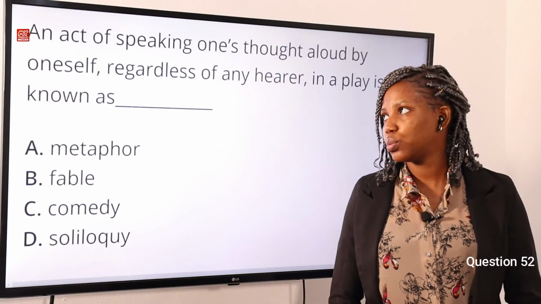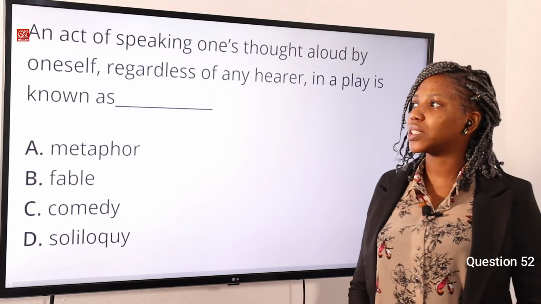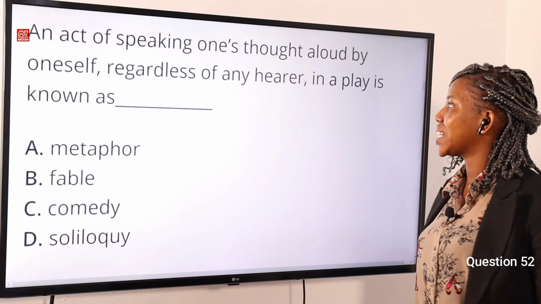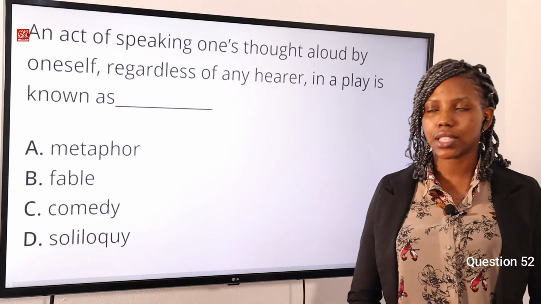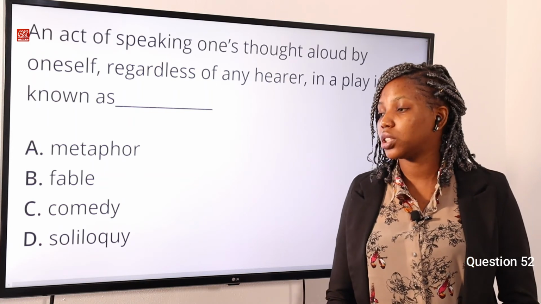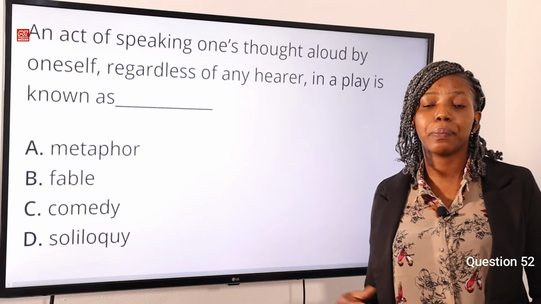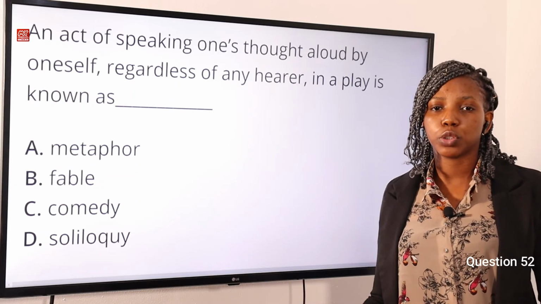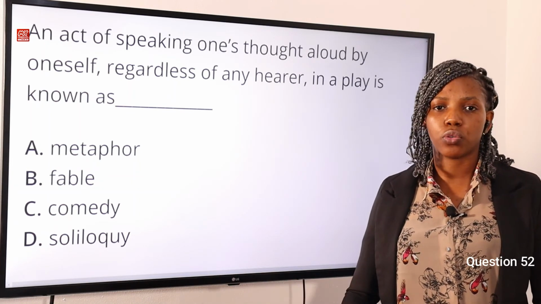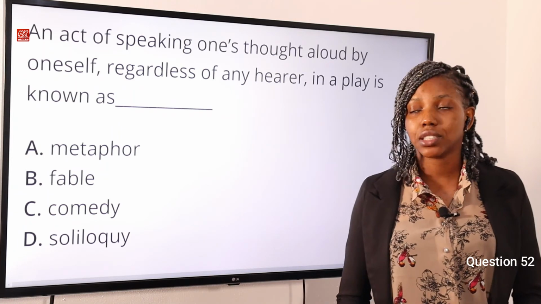Question 52. An actor speaking one's thoughts aloud by oneself, regardless of any audience in a play, is known as dash. Option A, metaphor. Option B, fable. Option C, comedy. Option D, soliloquy. The answer to this question is soliloquy. Soliloquy means thinking out loud or speaking your thoughts aloud regardless of the audience. Okay, so option D is the correct answer to this question.